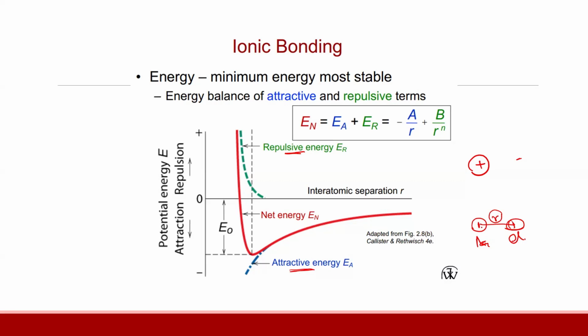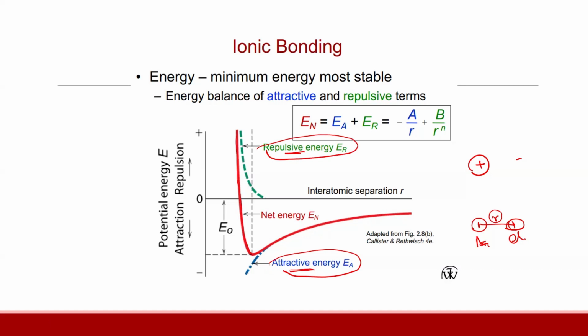So you have electrons and protons in both the ions. So depending on the attraction force and the repulsive force, this R will get fixed in a way that minimizes the energy. You can see the repulsive energy in green and the attractive energy in blue. If you add both together, this is the total energy in red.